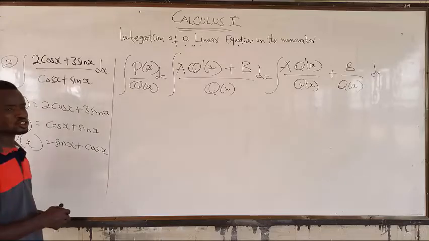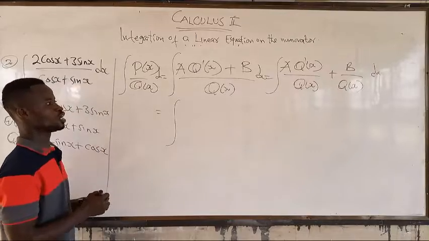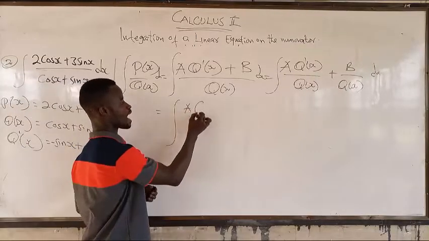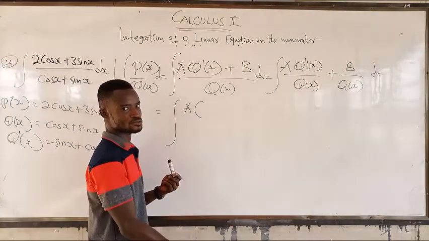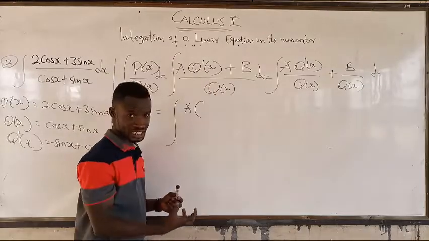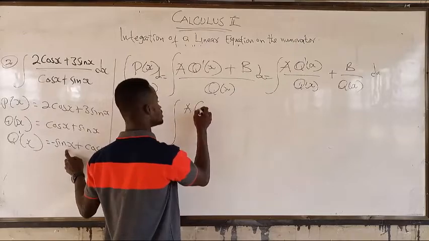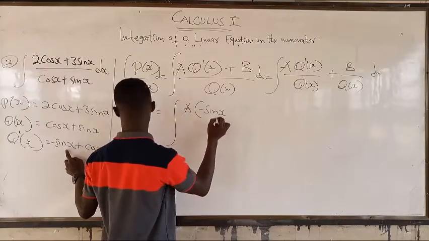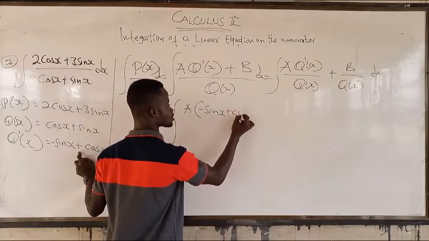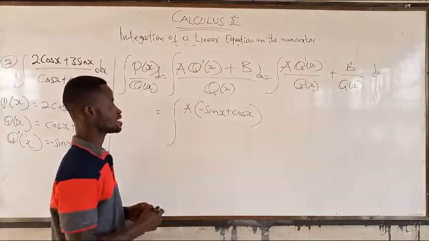Alright, then after this, you go and do the substitution. And you know that with the substitution, you are going to multiply it by the derivative of the Q of x, and that is negative sin x plus cos x. You can choose to write it cos x minus sin x. It does the same thing.